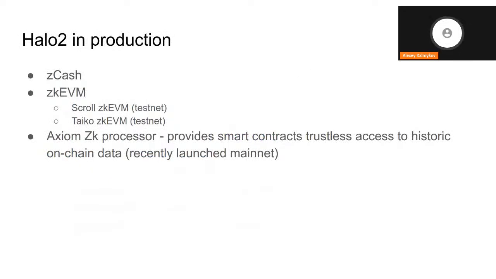So again, Halo2 is, because of this property of being good at recursive proofs, widely used in blockchains, for example in the digital currency Zcash. It powers the recent development of many ZK virtual machines, Ethereum virtual machines such as Scroll and Taiko. Both are in the testnet. And it's also used by Axiom ZK processor, which provides smart contracts with trustless access to historic on-chain data. And this is already in the mainnet. So Halo2 is widely used in production and is considered very robust.